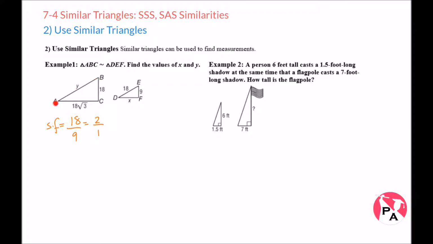So I know that AB and DE correspond to each other because AB is the first and second letters, DE are the first and second letters. So AB over DE must be the same as 2/1. AB's measure is given as y, DE's measure is given as 18. It's equal to 2/1. Do cross multiplication. Y times 1 is y, 18 times 2 is 36.